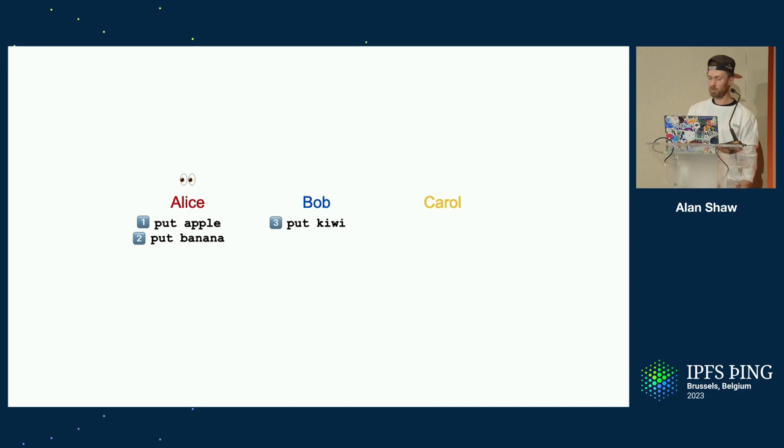Then she'll see that Bob puts a kiwi in, and then she sees that Carol put a mango in. Then she sees Bob put an orange in, and then finally Alice puts a pear in the fruit basket, so there's lots of fruit in there, that's great.